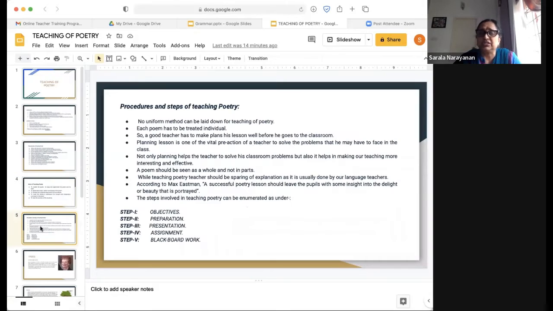Then what are the procedures? Some set procedure is given, but the procedure can differ from person to person. It is our imagination, our creativity which will shape how we are going to teach the students. But some set standards are given which we can easily follow. Like we have a lesson plan for everything, isn't it? So follow that lesson plan in the same way. So I thought, let me put up certain things which we usually have to follow when we are teaching poetry. The rest is left to your imagination.